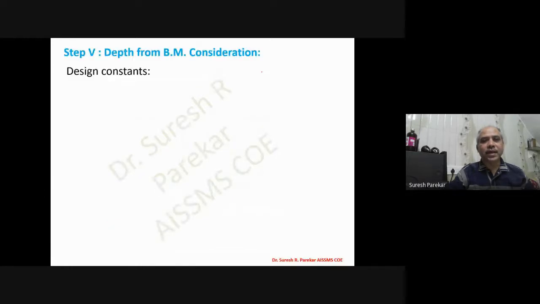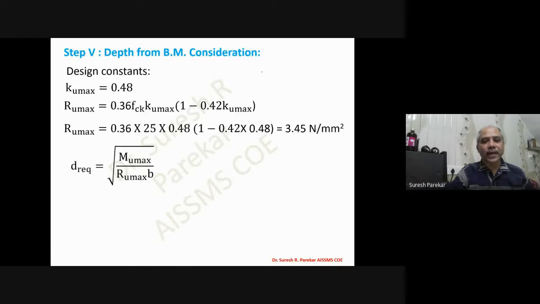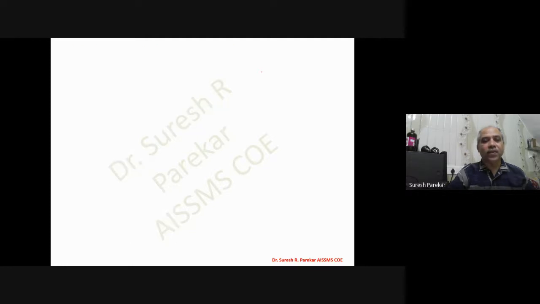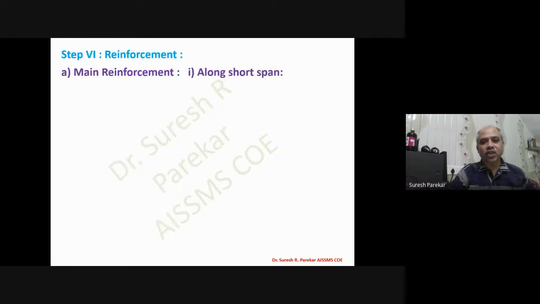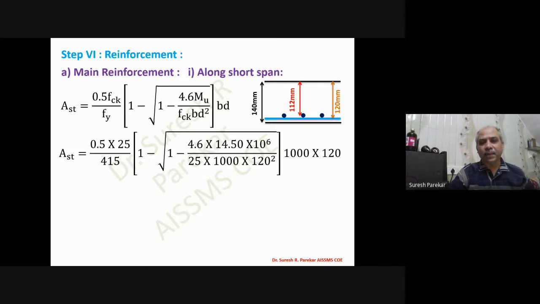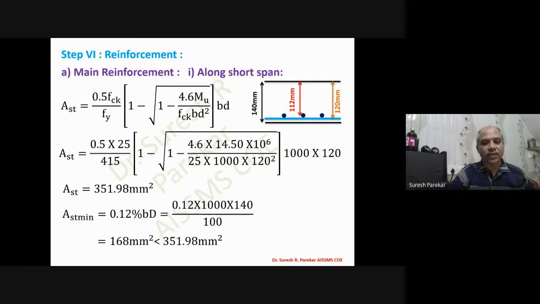Now you can see the depth from bending moment consideration. We have the maximum moment as 14.50, and Ru max we got as 3.45, and from this we got D required as 64.83 millimeter, which is less than 120 mm, therefore okay. Now reinforcement. Along short span, at support we have this moment as 14.50, and that gives me a steel requirement of 351.98 mm square. And Ast minimum we have 168 mm square, which is less than 351.98 mm square.